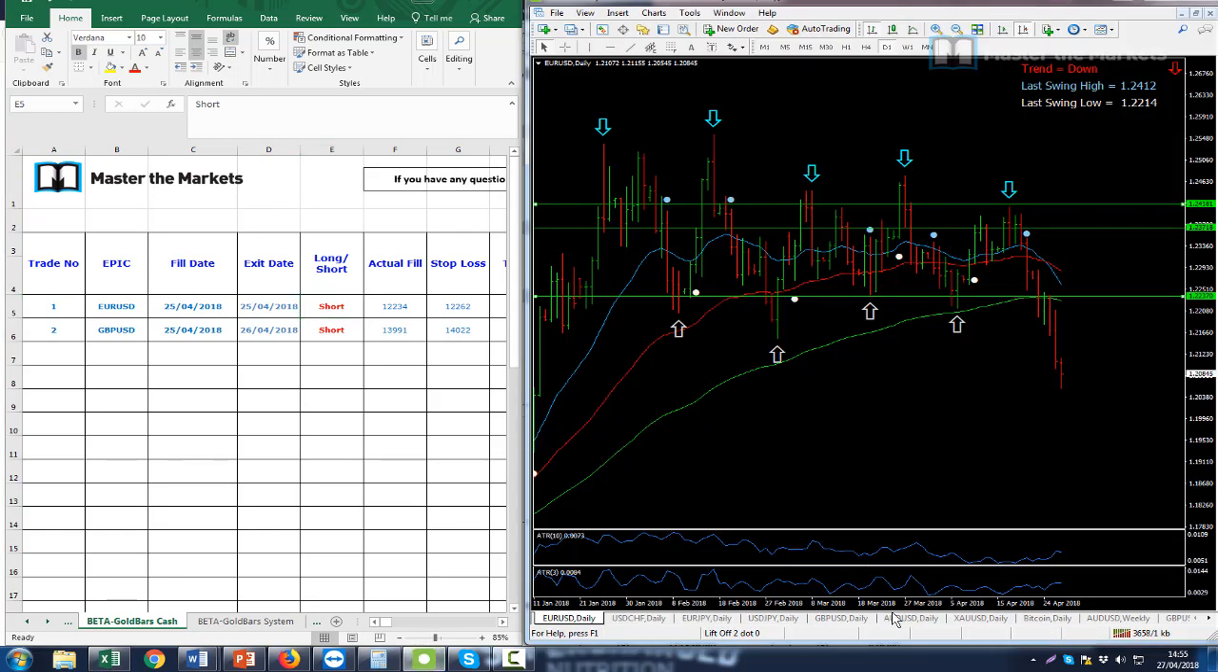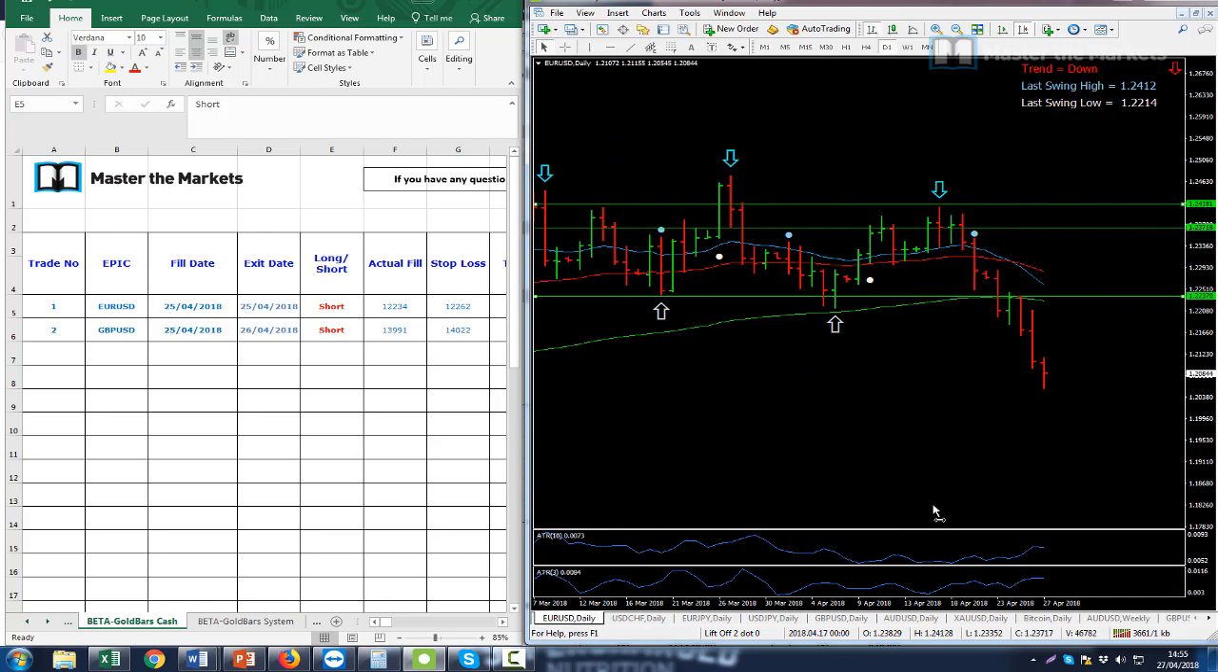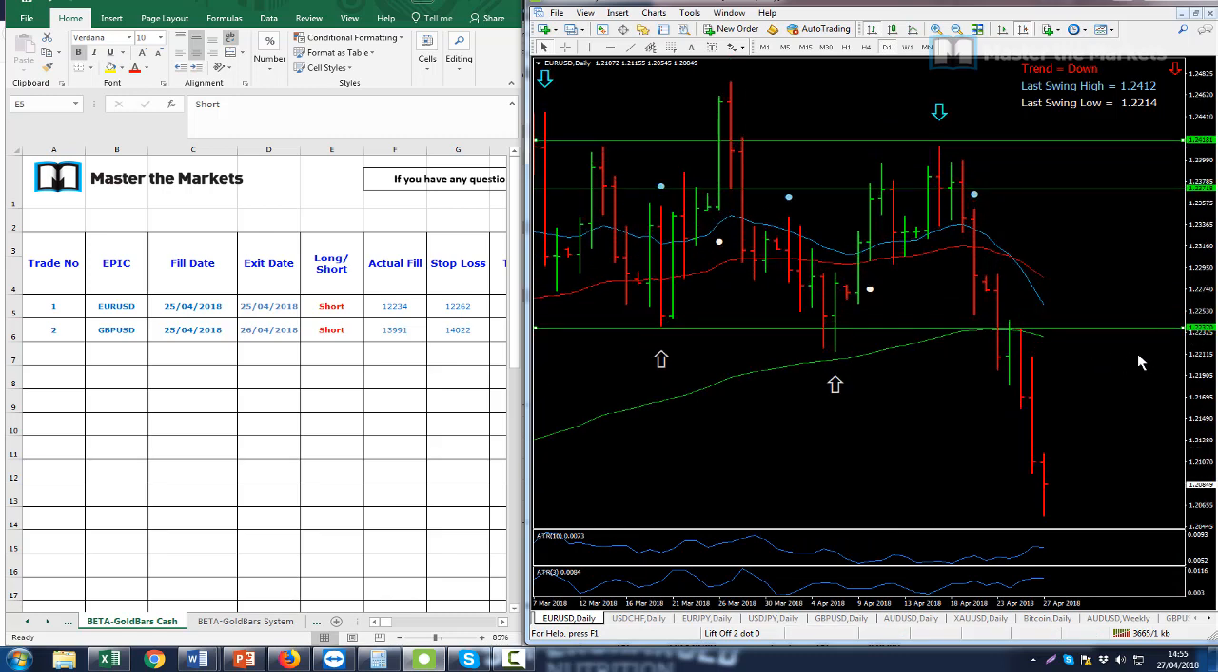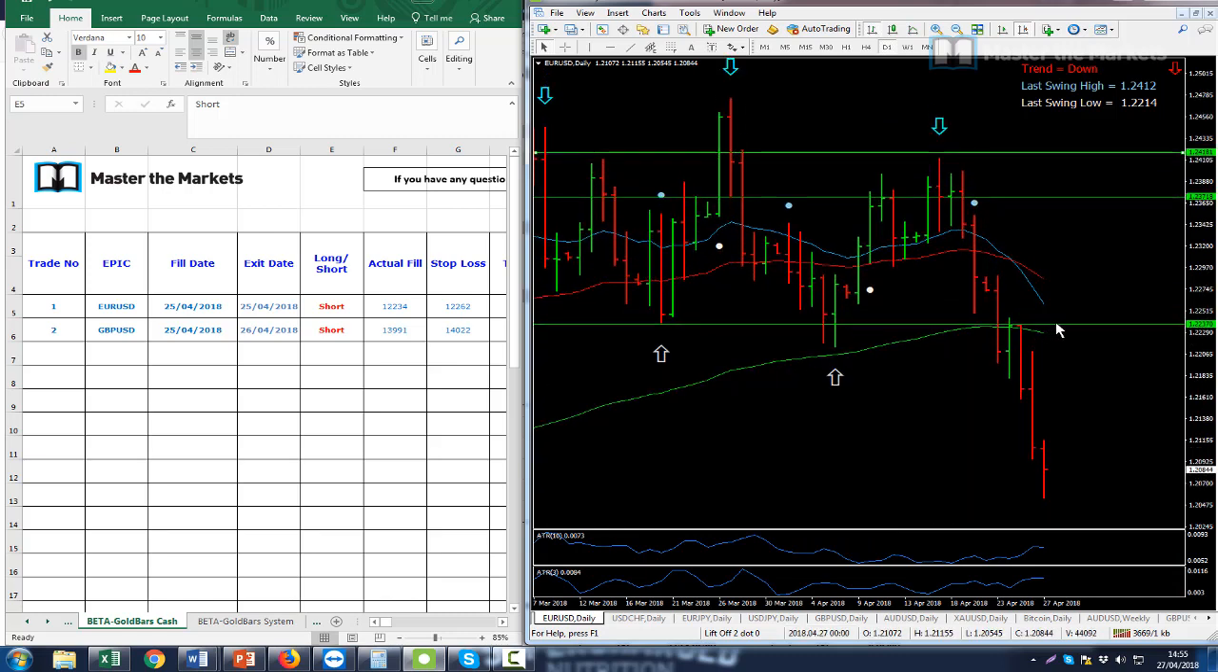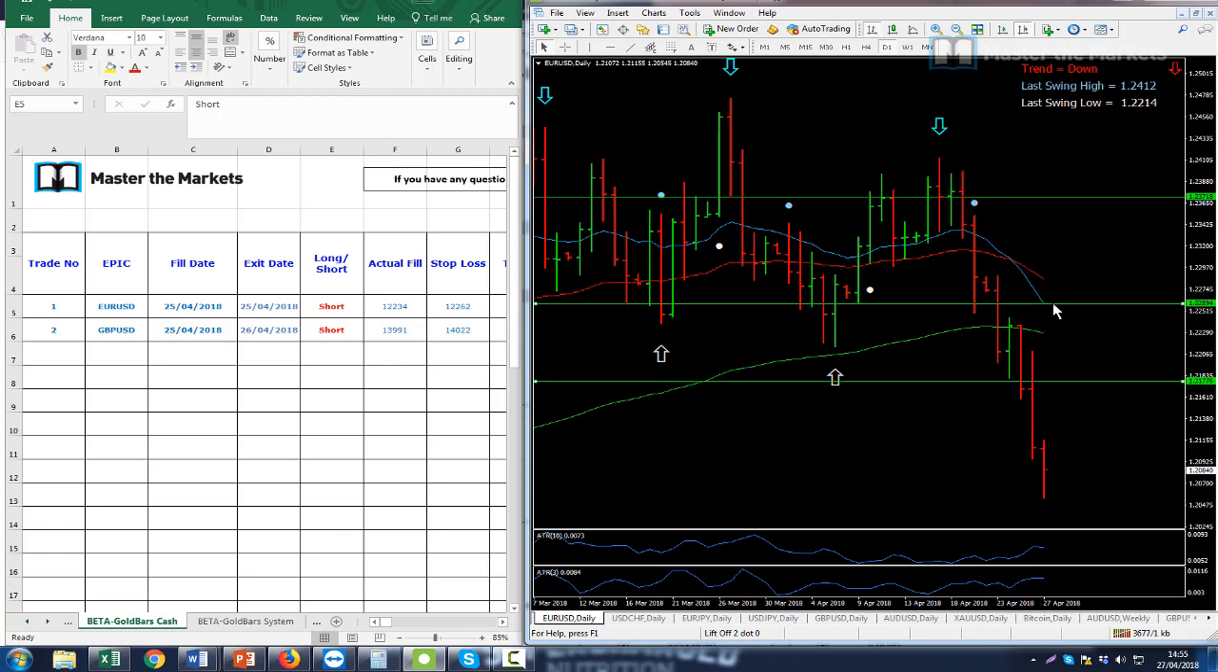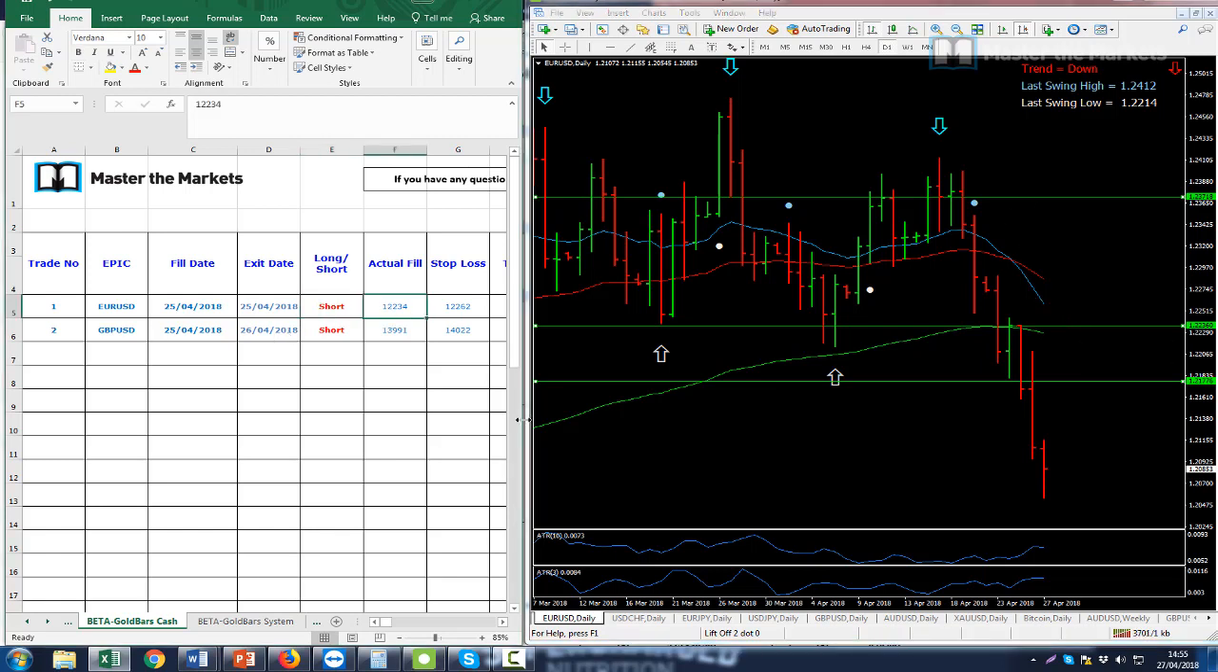So the euro dollar, we took the market short on this bar just here. Of course, take a look at this. This bar may be a bar that people may have thought, hey, I'll jump into the market long, it's a reversal. But at Master the Markets, due to a very heavily, tightly, mathematically sound model, we know which one of these bars with very high probability will have a reversal in the market. And of course, we've taken it short. So take a look. We entered the market at 122.34.